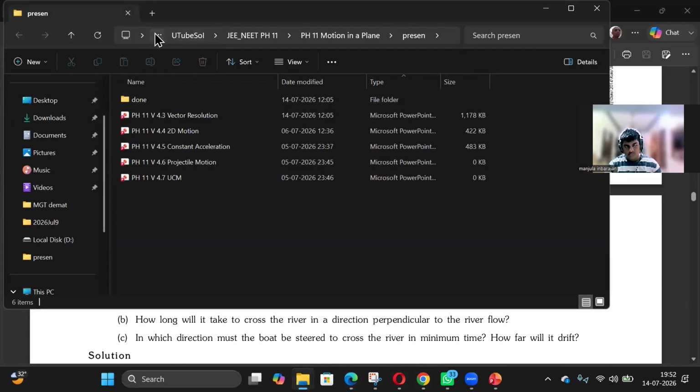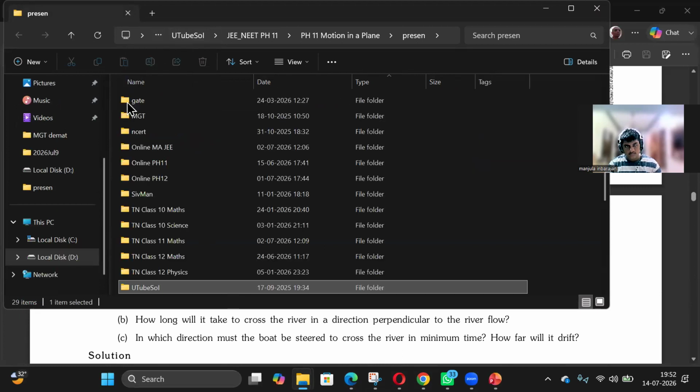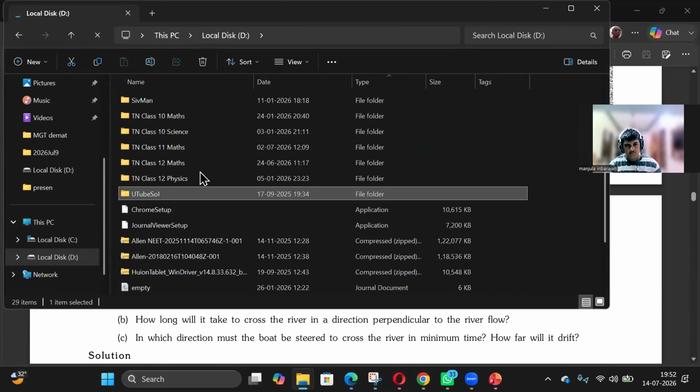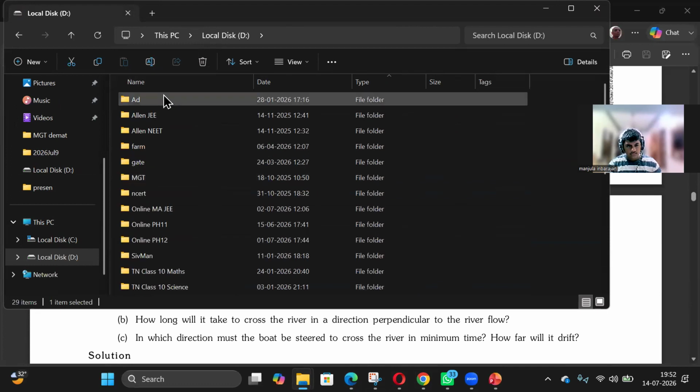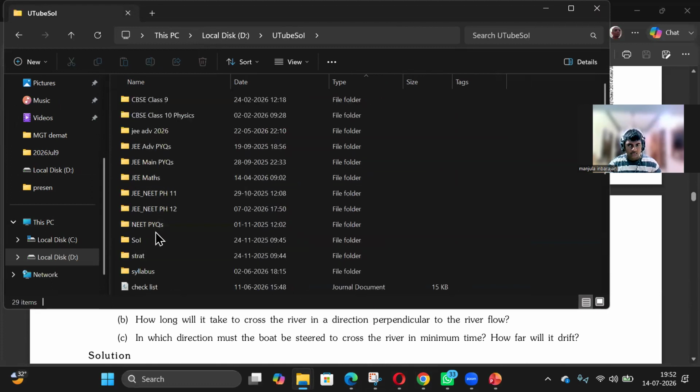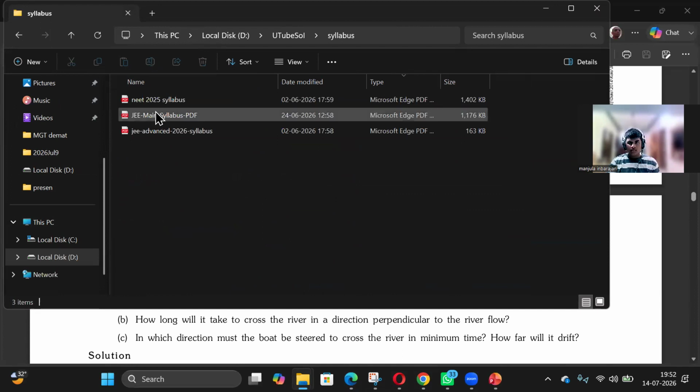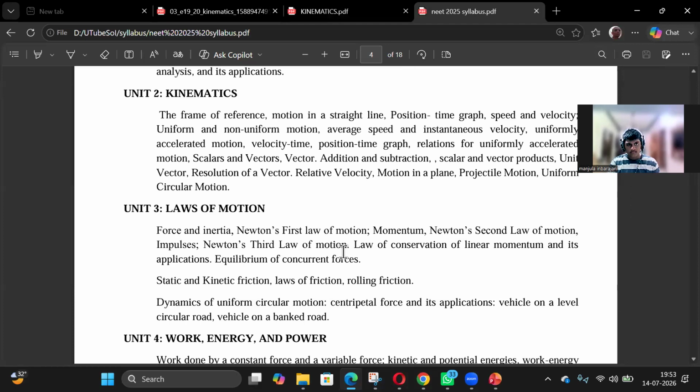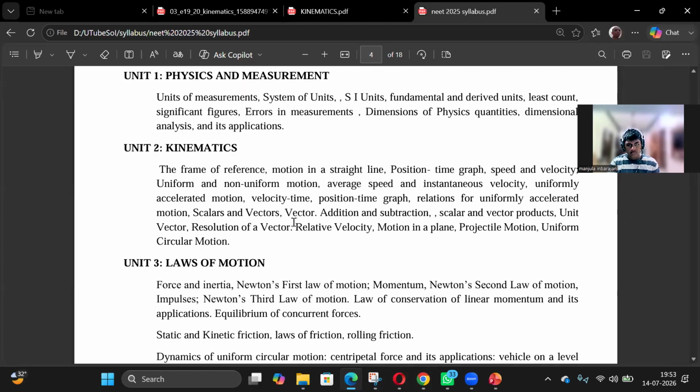Any specific question you have? I just checked the NEET syllabus. NEET 2025. Kinematics. Kinematics we finished. Projectile motion, uniform circular motion is there. Sir, motion in a plane is in this. Yeah. Kinematics is motion, right?